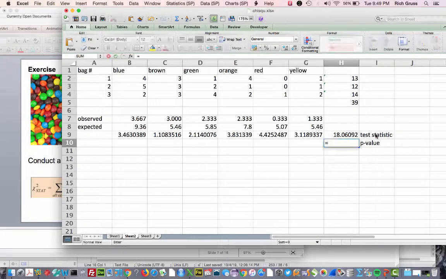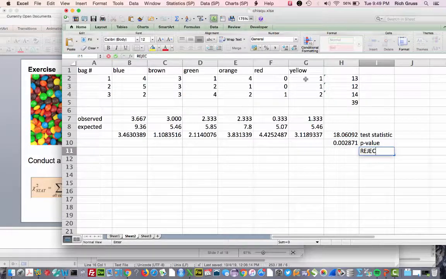And so that's going to be 1 minus the chi-squared distribution. We put in our value. For degrees of freedom here, we got 1, 2, 3, 4, 5, 6 colors. So it would be 5 degrees of freedom, and then we always put true there. Okay, so we have a p-value of 0.002. So this would be a reject. Okay, so this would mean the observed is not the same as expected.